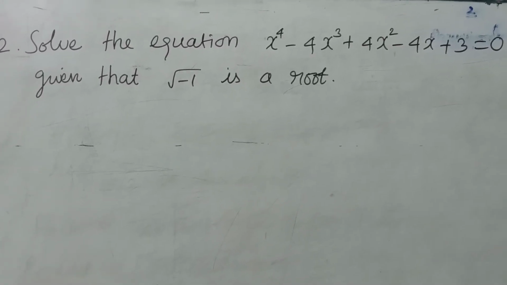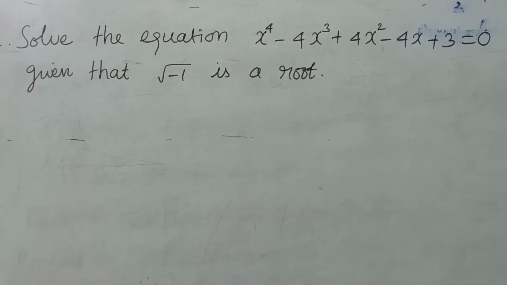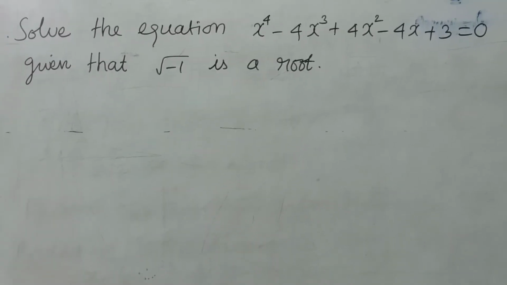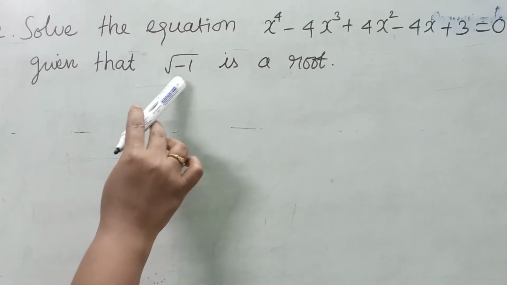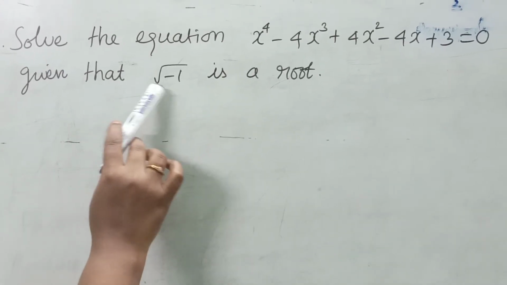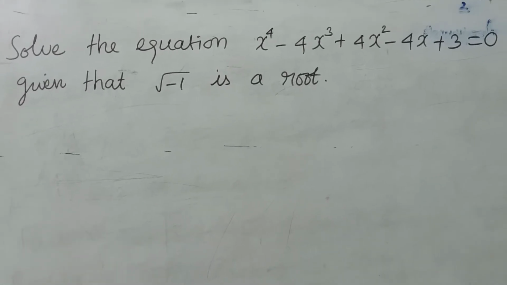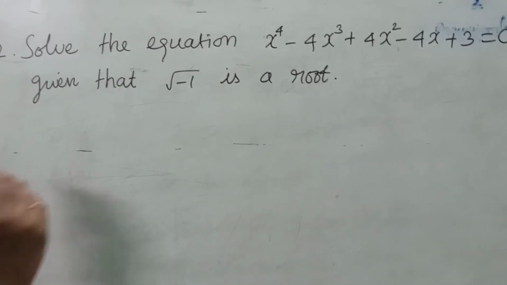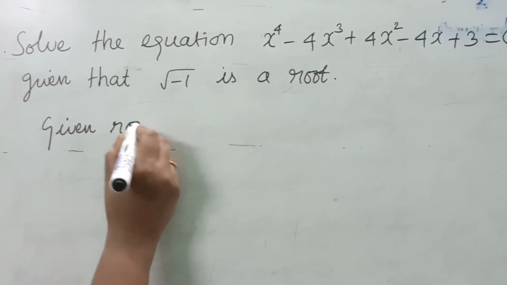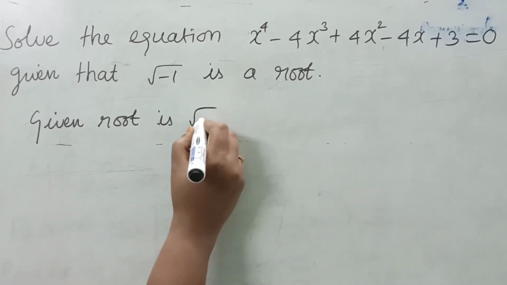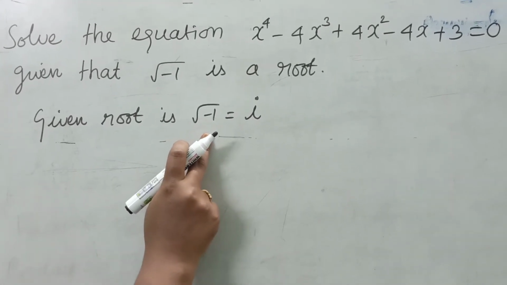Second question is, solve the equation x power 4 minus 4x power 3 plus 4x square minus 4x plus 3 equal to 0, given that square root of minus 1 is a root. We already know that square root of minus 1 is I. Given root is square root of minus 1, which is nothing but I, that is imaginary unit.